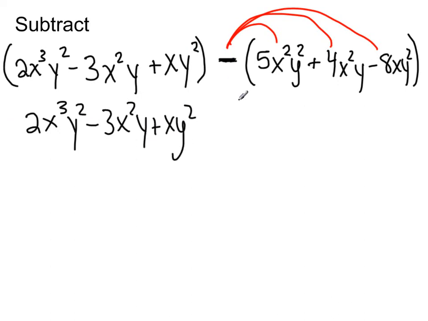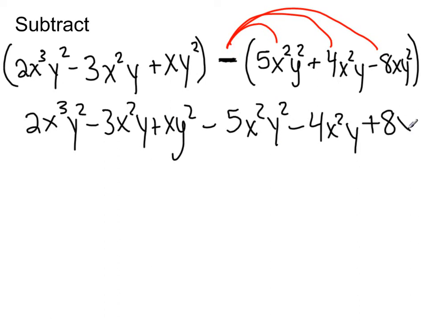And we'll distribute the negative here, so we have negative 5x squared y squared. Negative times a positive is a negative 4x squared y. And then a negative times a negative is a positive 8xy squared. And now we just get to combine like terms. We already know the x cubed y squared doesn't have anybody else, so we'll just leave them be.